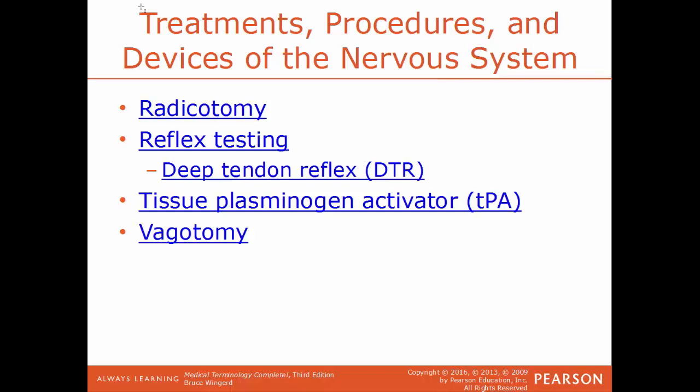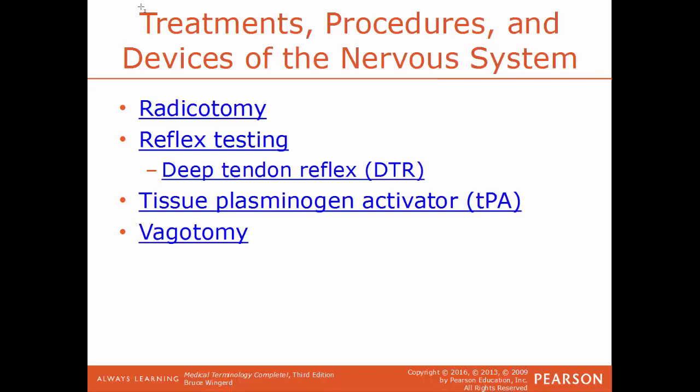That's related to our next term, DTR, deep tendon reflex. This is done to test the integrity of the spinal cord and of the peripheral nervous system. And if the response to this reflex isn't what it should be, that usually indicates a neuromuscular disease.